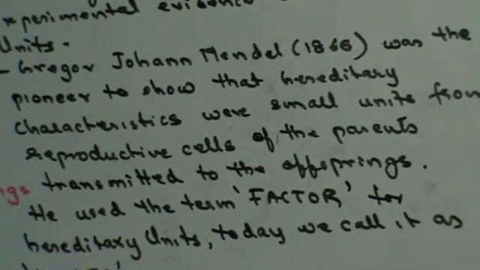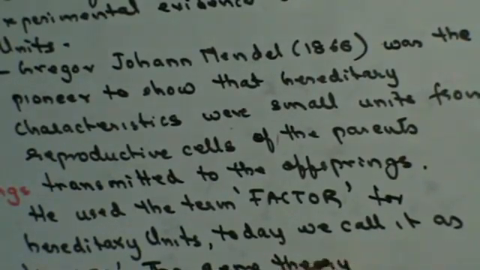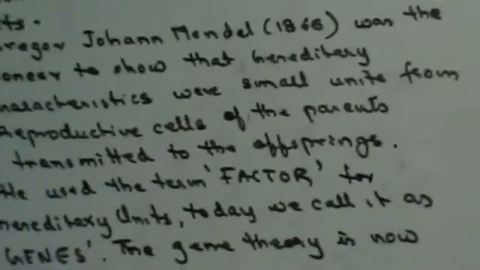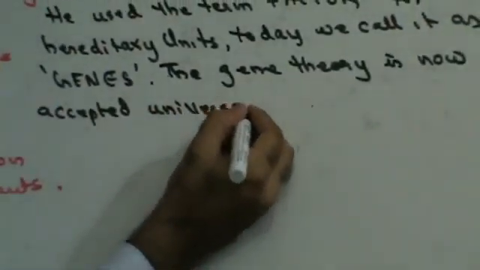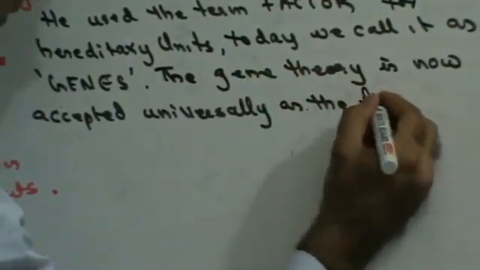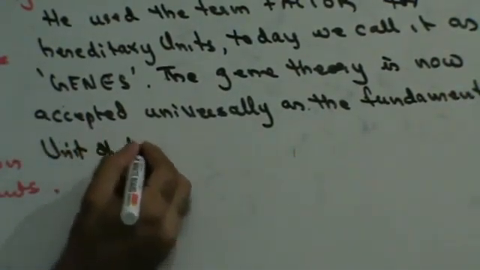Right? The gene theory is now accepted universally as the fundamental unit of life. Right? So that's your historical account of inheritance, different scientists and the different theories that were propounded by them.